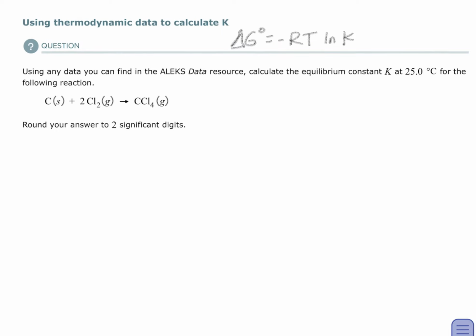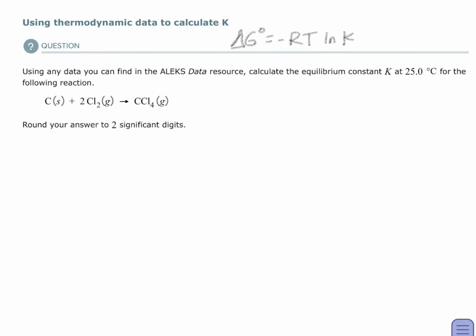So the formula is the standard Gibbs free energy, the standard available energy, equals the negative gas constant times the Kelvin temperature times the natural log of your equilibrium constant. Okay, so that's probably one to memorize. Any time that you need to have K involved with either free energy or temperature or something like this, this is where you go. So knowing that, we're going to then mine the data resource.